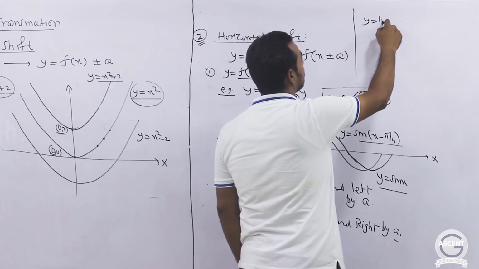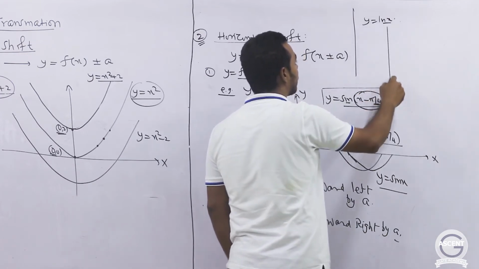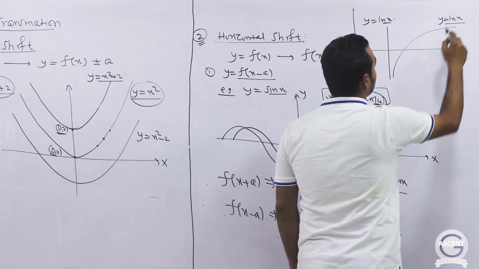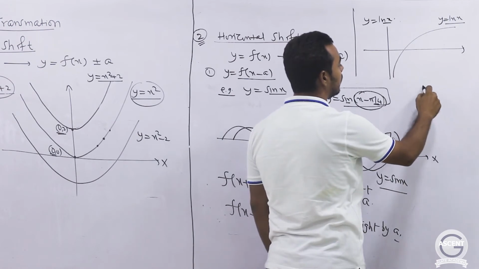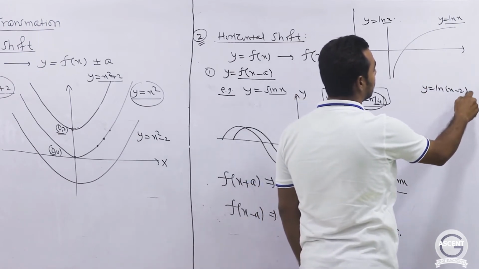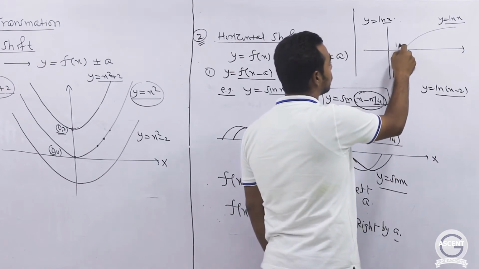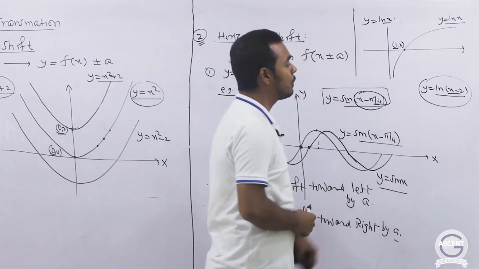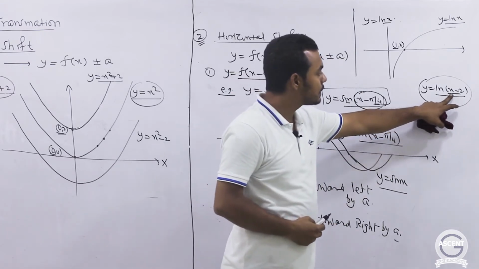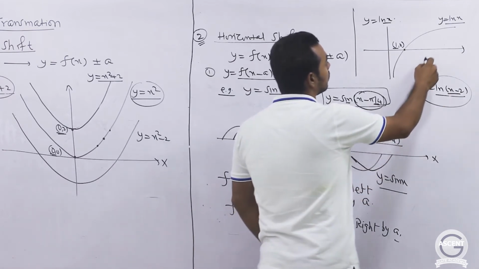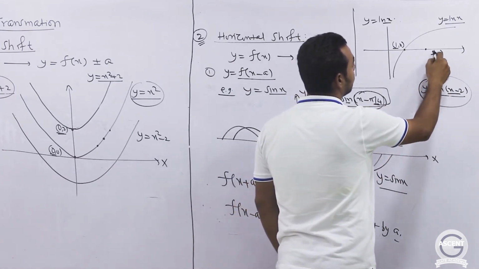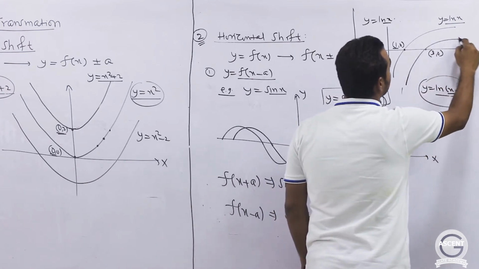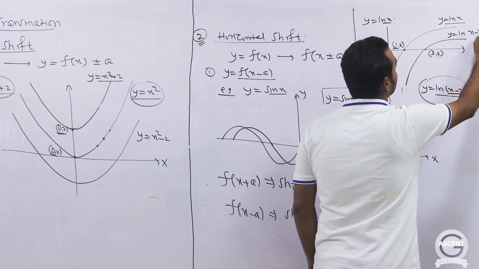Suppose we know the graph of the function y equals ln x, right? This was our graph of y equals ln x. Now suppose we want to draw the graph of y equals ln of x minus 2. So this point was (1, 0). Now for ln of x minus 2, when x minus 2 is 1, then y will be 0. So this means when x is 3, then you will get y equals 0. So for this graph you will get this point (3, 0). So you will get another graph parallel to this one. So this will be your graph of y equals ln of x minus 2.